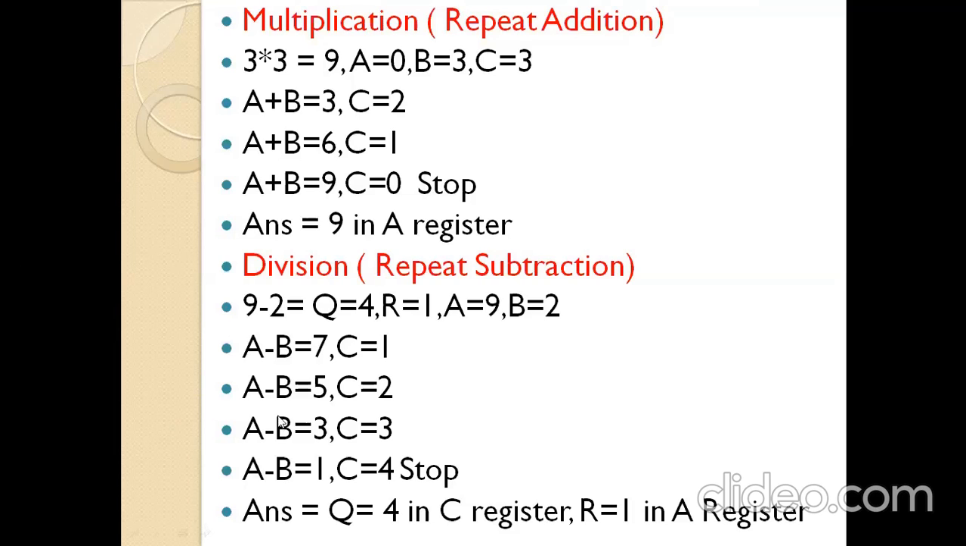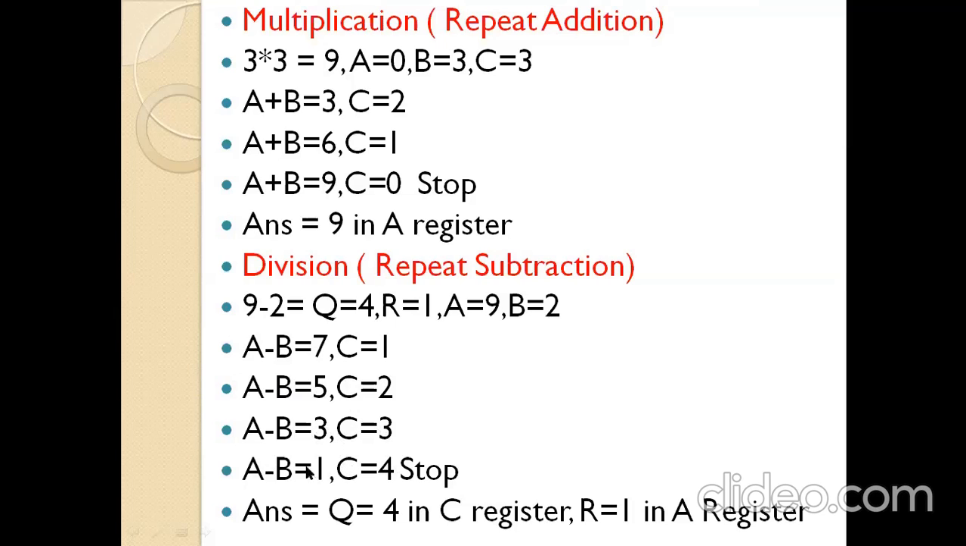Now first you subtract A minus B. So 9 minus 2 is 7. After one time subtraction, I want to increment the C value. Already what is the value? C value is 0. Now if you increment, the value becomes 1. Next, second time subtraction. 7 minus 2, 5. Increment the value, C becomes 2. Next, 5 minus 2, 3. Increment the C register, 3. 3 minus 2, 1. Increment the C register, C is equal to 4.